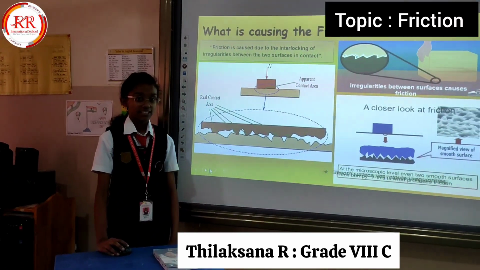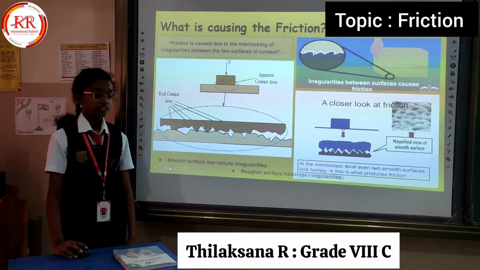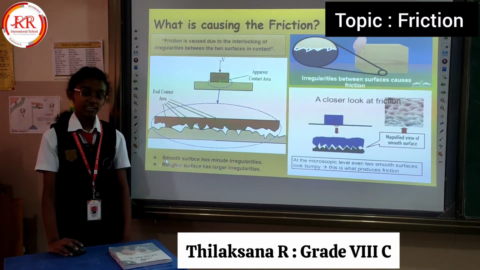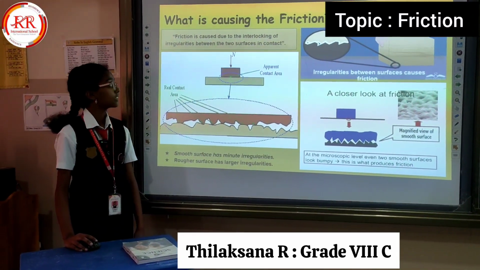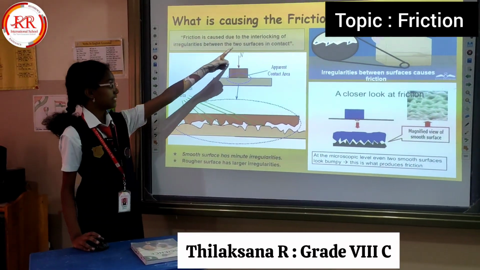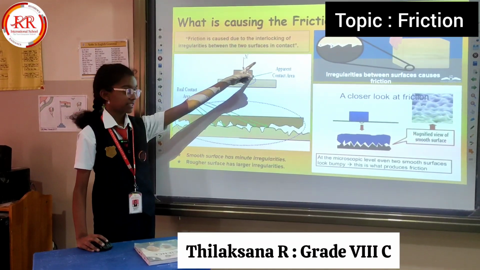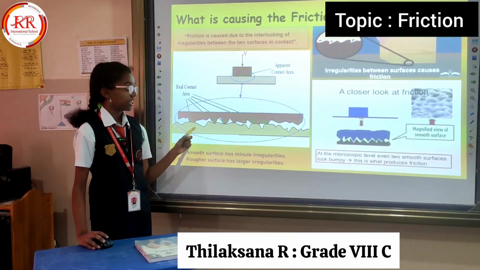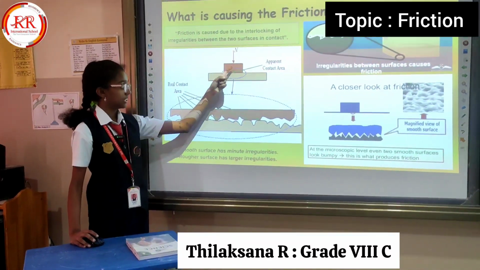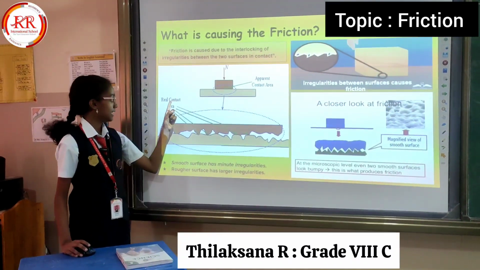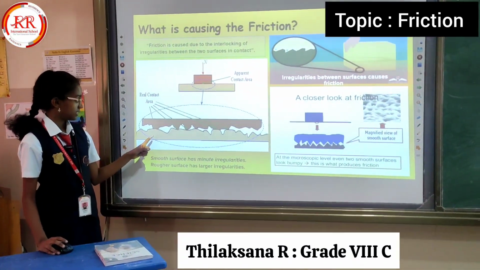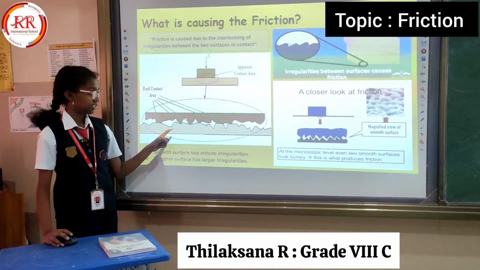We saw friction and its examples. Now let's see what's causing friction, how friction works, and what's causing resistance. Friction is caused due to the interlocking of irregularities between the two surfaces in contact. Let's take a glance at this picture. When we look at the contact area, both surfaces look smooth. But in real, the contact area looks like this. See how irregular the surfaces look?